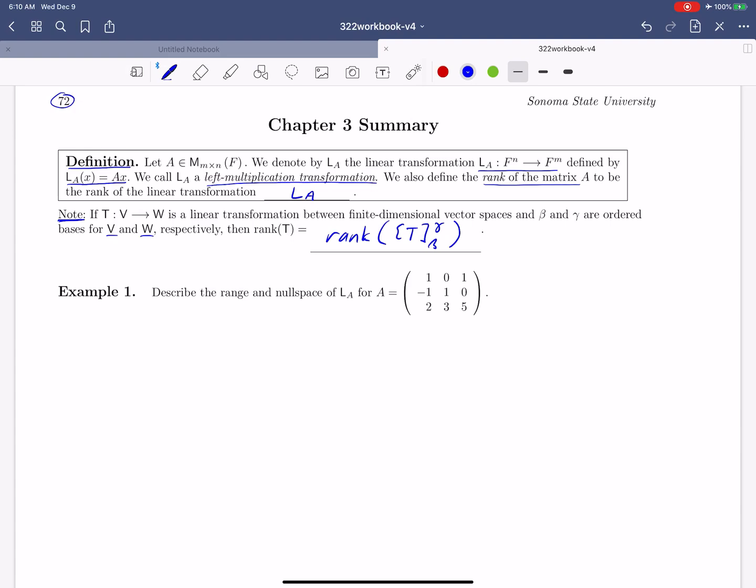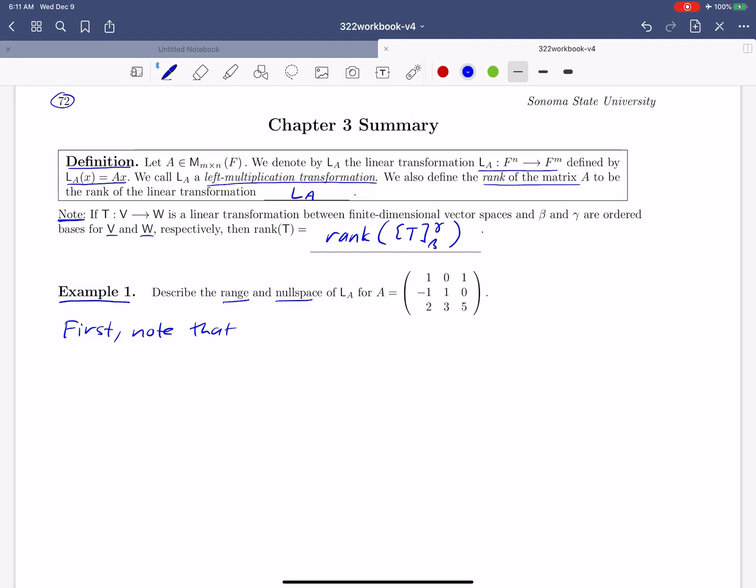Now let's do one example together here. This is the first example helping us to get to know these left multiplication transformations a little bit better. We'll be using those a lot in this Chapter 3 summary. It would like us to describe the range and the null space of LA for this 3 by 3 matrix that they're giving us. Let's start out by making an observation here.